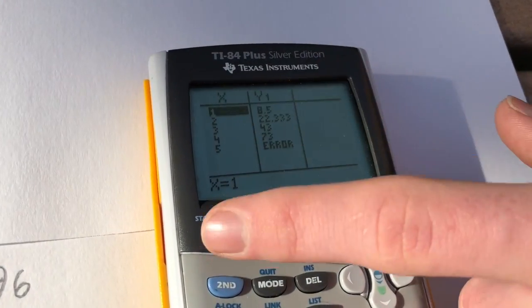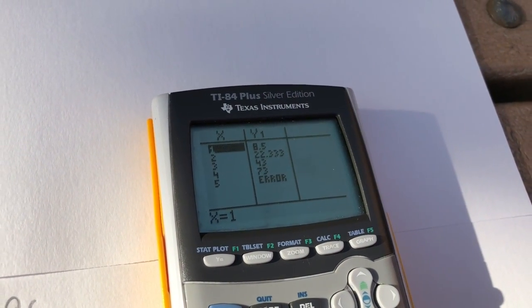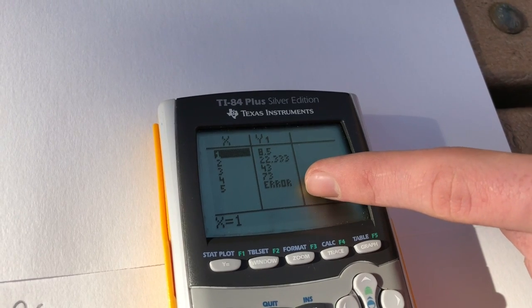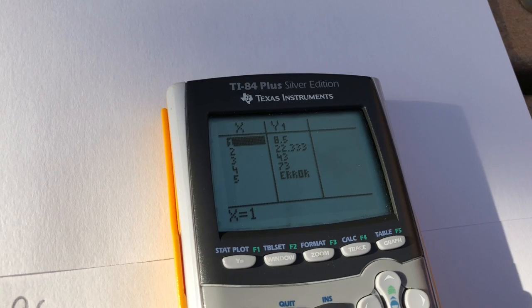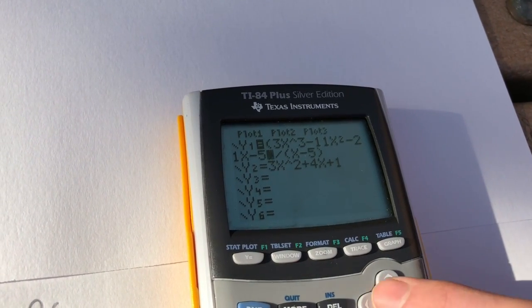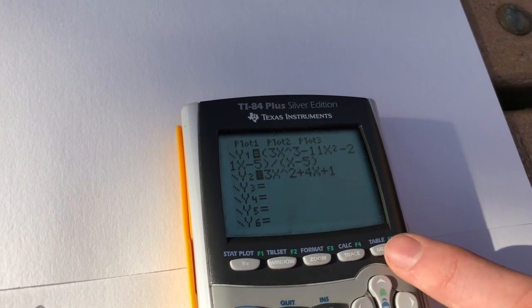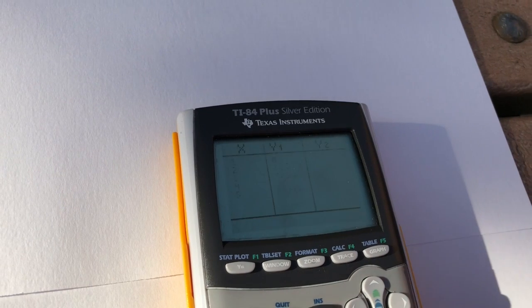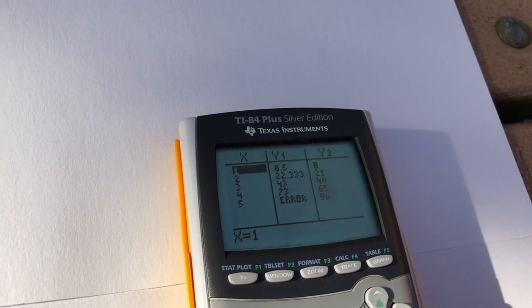As you can see, y1 is our original equation, the one that we had up here. I don't want to repeat it. And as you plug in 5, you get an error message, of course, because there's a hole. However, if you plug in the equation that we just found using synthetic division, then our table shows that at 5, our value is 96.